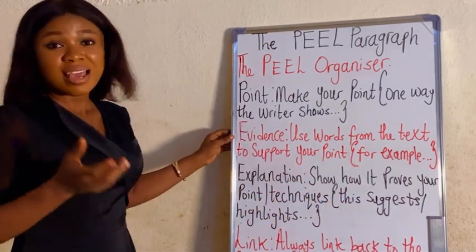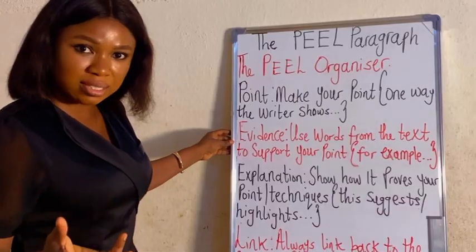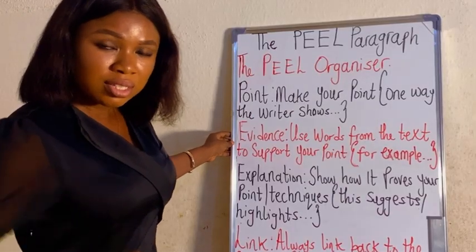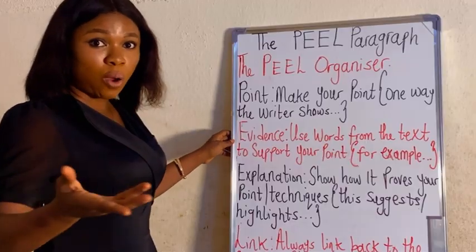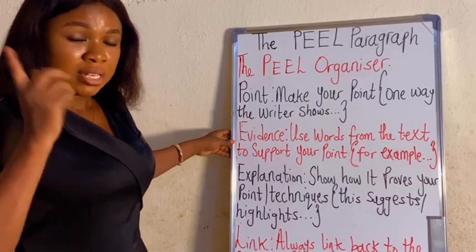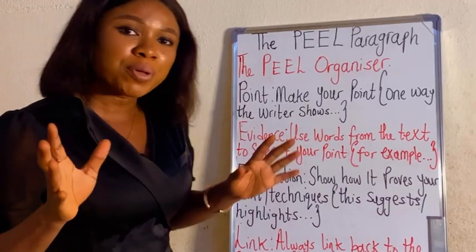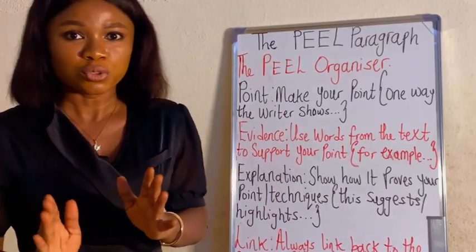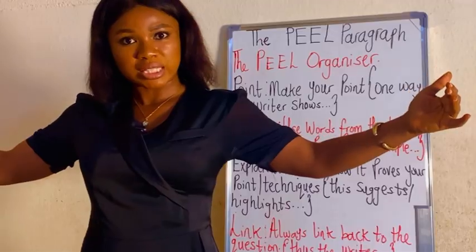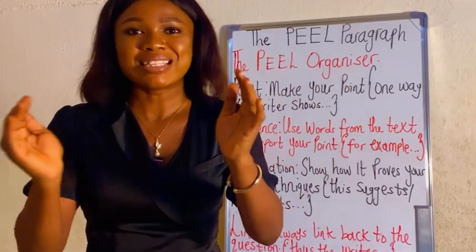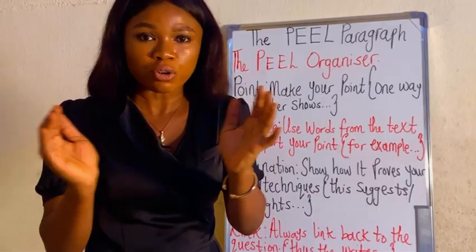The second one is evidence. Evidence means quotation from your text to prove your point. The point you've given, what is the evidence from the text that will show that this is actually it? This is a mistake that most students make. When you are picking your evidence, be very careful. Do not bring out chunks of words from your text. Pick out that point that is important so that your text won't look boring or chalky.